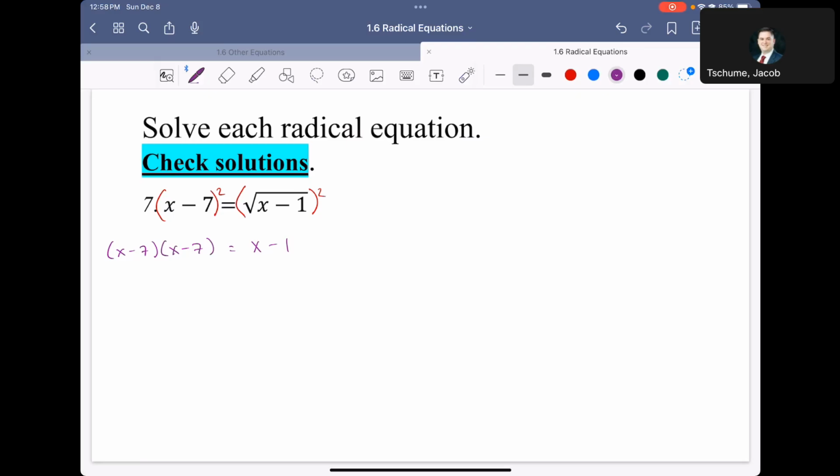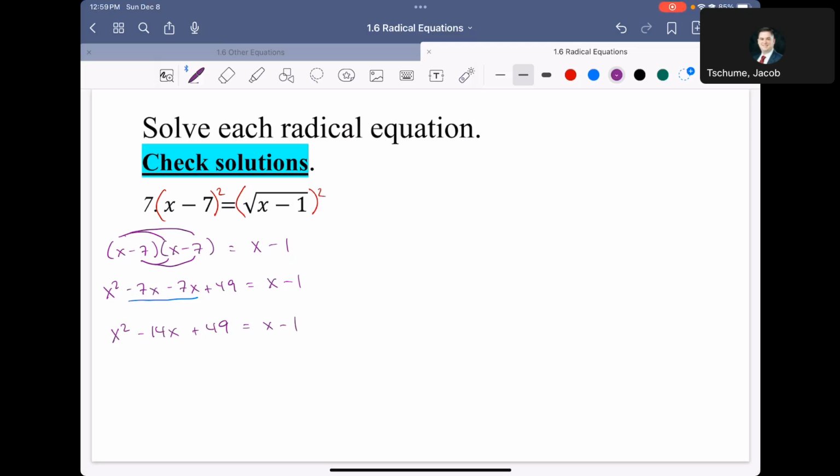If I do my FOIL technique on the left-hand side, FOIL, first would give me x squared, outer would give me negative 7x, inner would give me negative 7x, and last would give me 49, equals x minus 1. If I put my two x terms together on the left, you will get x squared minus 14x plus 49 equals x minus 1.